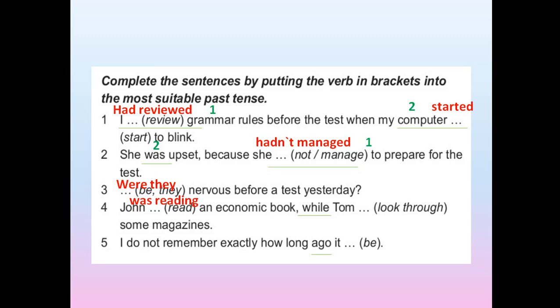John was reading an economic book while Tom looked through some magazines. We use past continuous here because when you see the word while, it means that two actions were happening at the same time. And while is usually followed by past continuous. So, John was reading an economic book while it expresses the idea of during this time. And during this time, Tom was looking through some magazines.